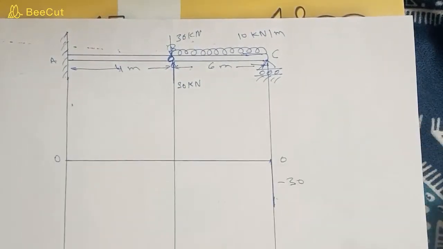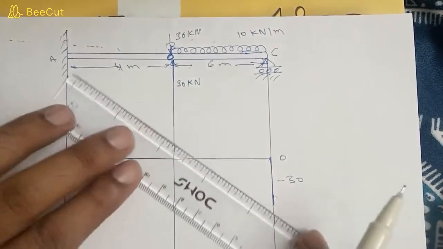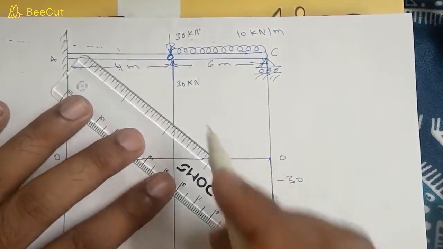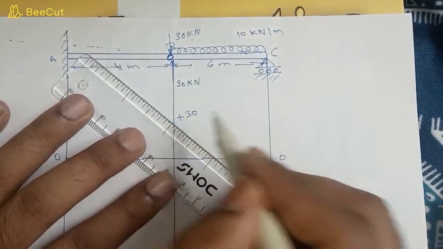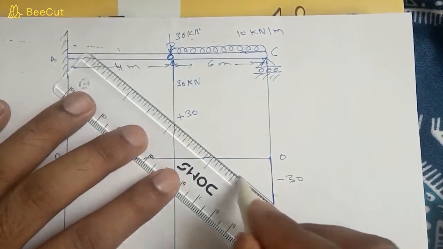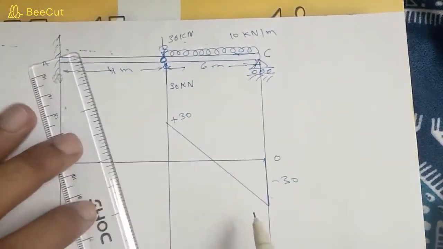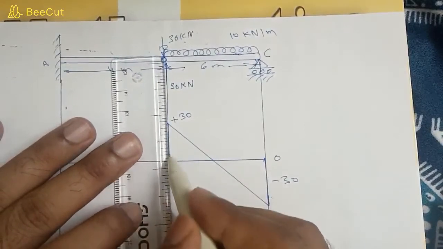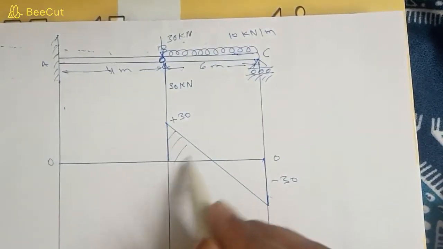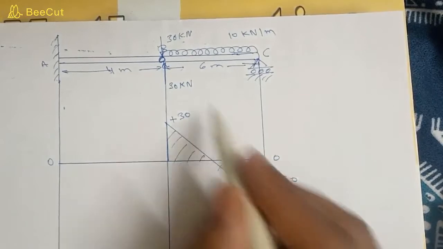So we will draw an inclined line here, and here it is plus 30. Shear force we have calculated as plus 30, so it will go like this, and due to the reaction it will become 0 here. So this is the shear force diagram of this section.